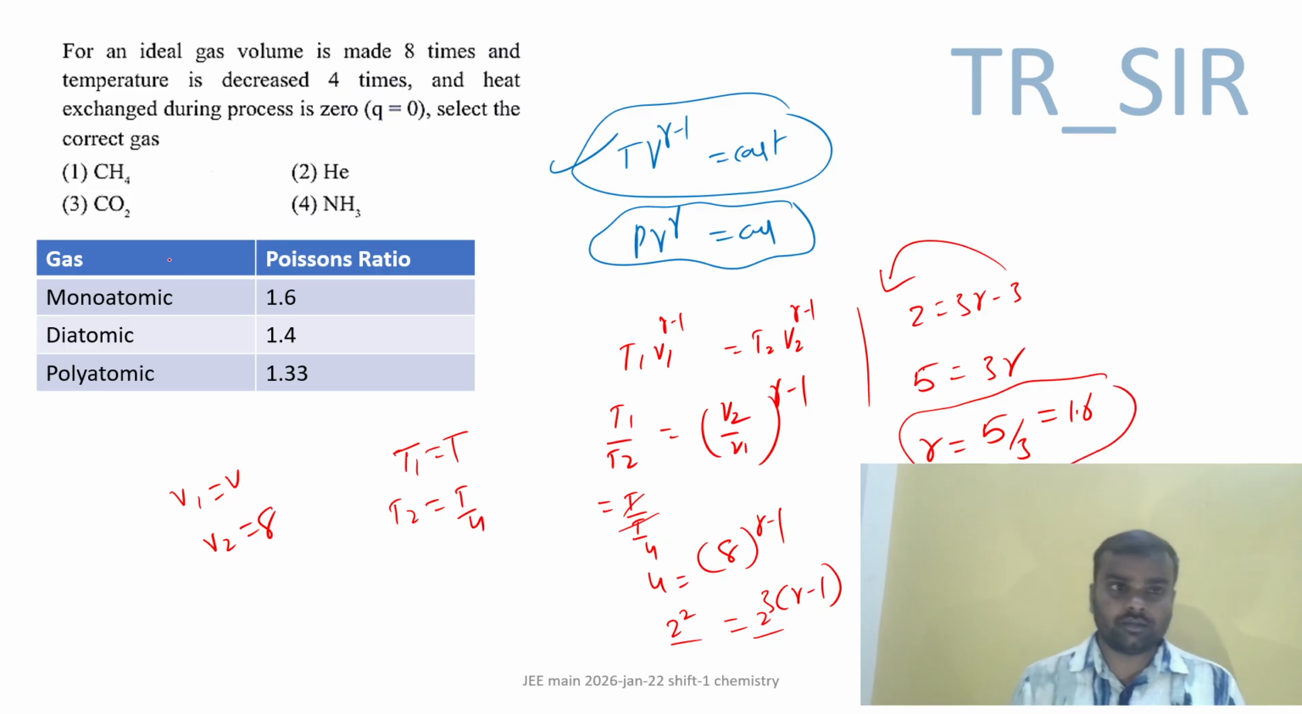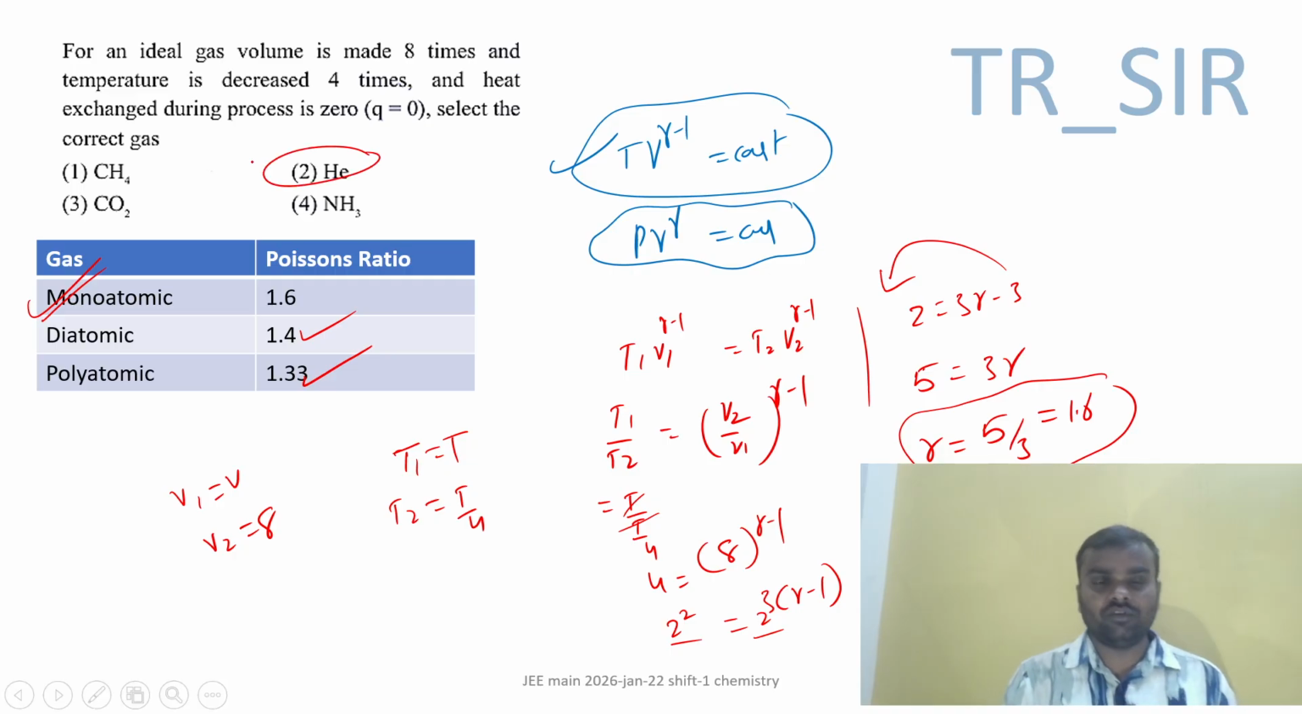So 1.6 is coming, that is a monoatomic gas. If it is 1.4, diatomic. If it is 1.3, polyatomic. So monoatomic means helium will be the monoatomic gas condition.